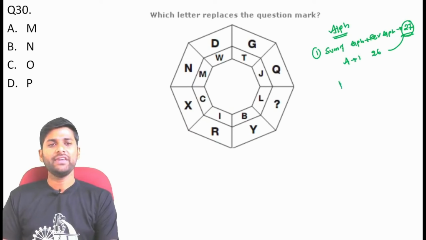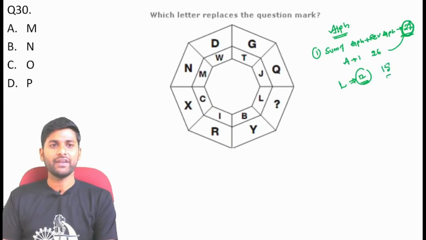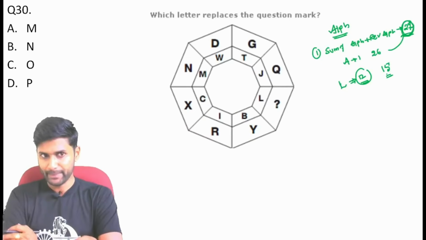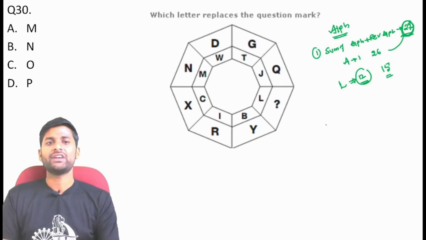Now I am telling you one question. If L is equal to 12 in alphabetical, and we want the reverse alphabetical position, simply subtract 27 minus 12, and the resultant becomes 15. This is the most important part: the sum of alphabetical and reverse alphabetical becomes 27.